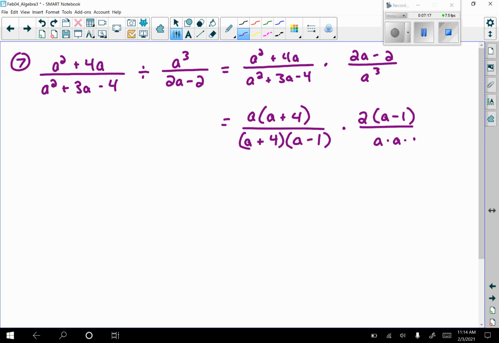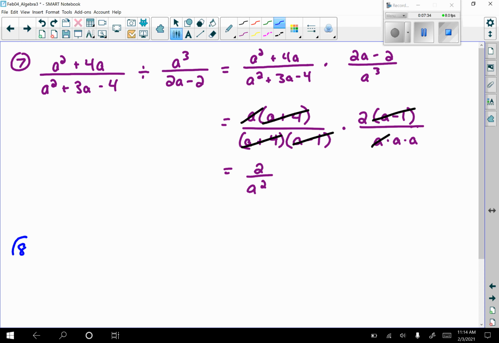And what helps is if we write that out as a times a times a. So let's see what crosses out. The a plus 4's cross out, the a minus 1's cross out. This 1 a can cross out with 1 a from there, so now we're left with 2 over a squared.